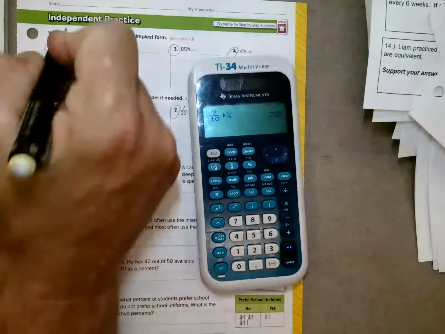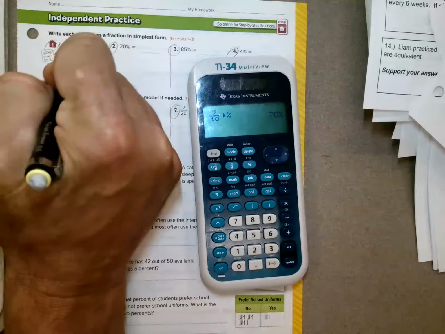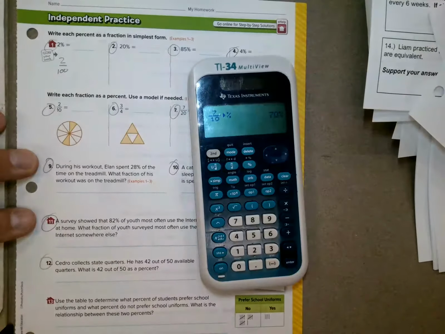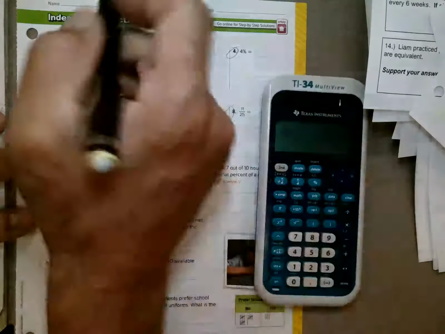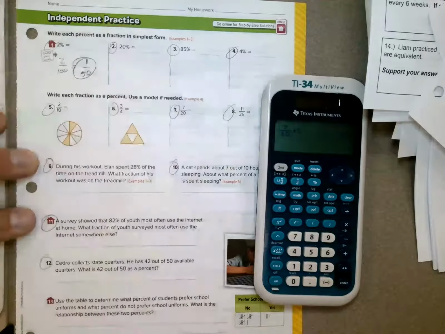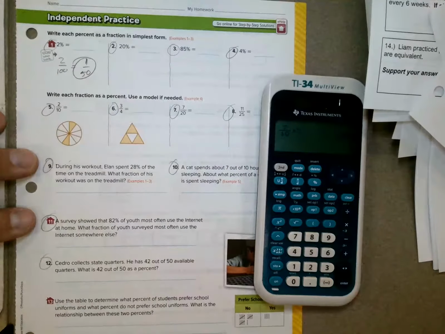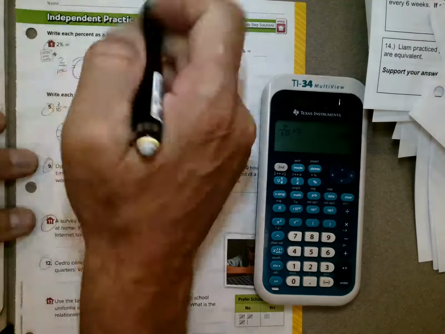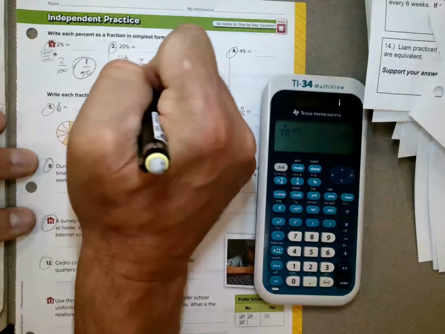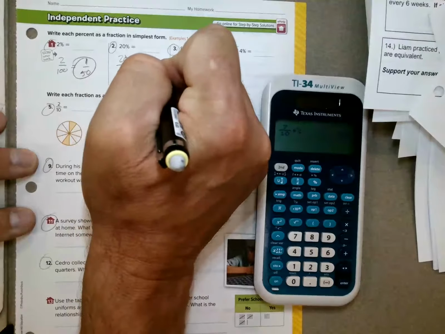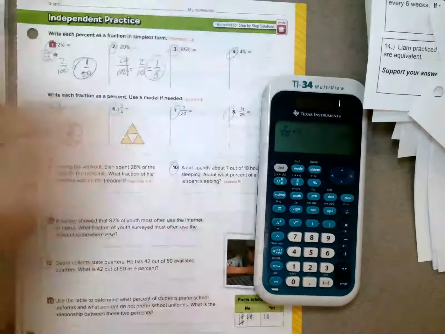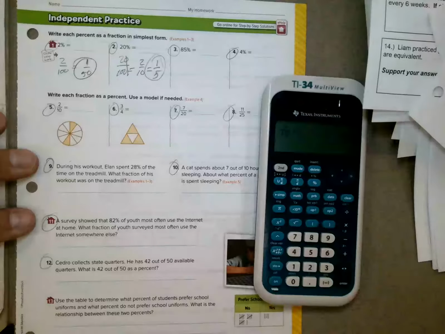Write each percent as a fraction. All percents are out of 100. That's one I can do faster than using a calculator, right? So divided by 2 is 1, divided by 2 is 50, right? 20%, 20 out of 100. Chop it down is 2/10. Divided by 2 is 1, divided by 2 is 5. And I like to circle my final answer, right?